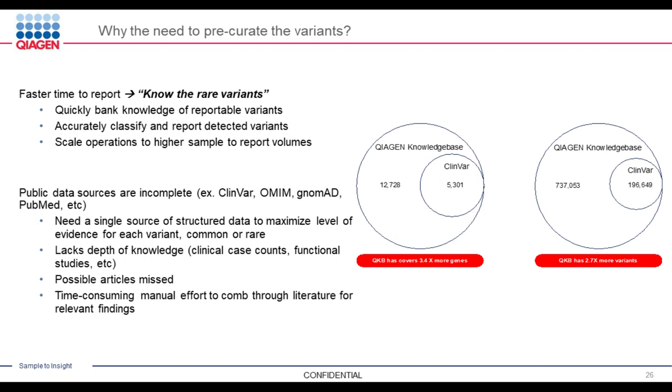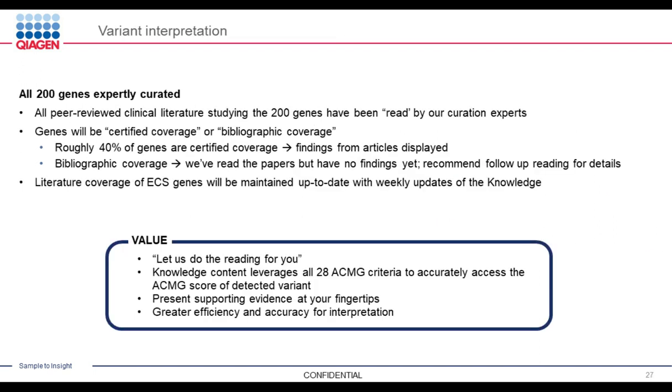So again, the reason to pre-curate is to quickly bank a knowledge of reportable variants. This knowledge then allows you to accurately classify and report these variants, and also to scale your operations. Public sources are not as complete, and that information is not necessarily of high quality. It lacks the depth of knowledge in terms of clinical case counts or functional studies. There's possible articles that are missed, and really, it takes a long time to read through all those articles and to go through all those ClinVar cases.